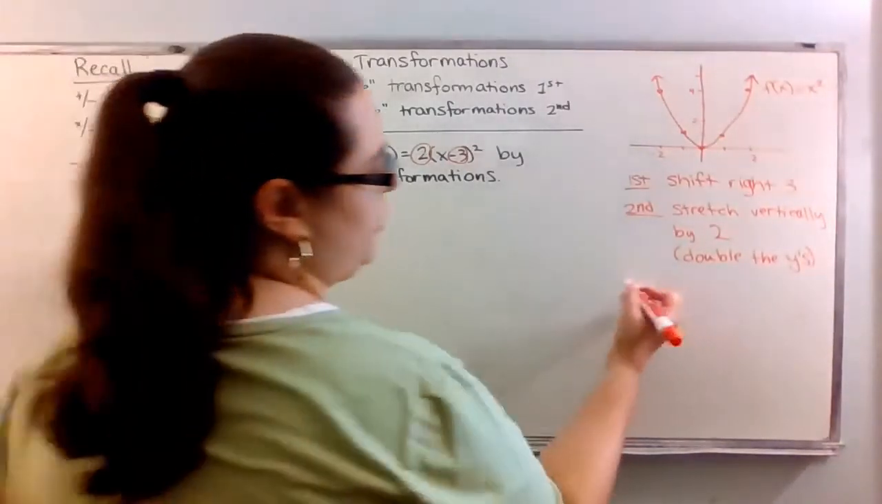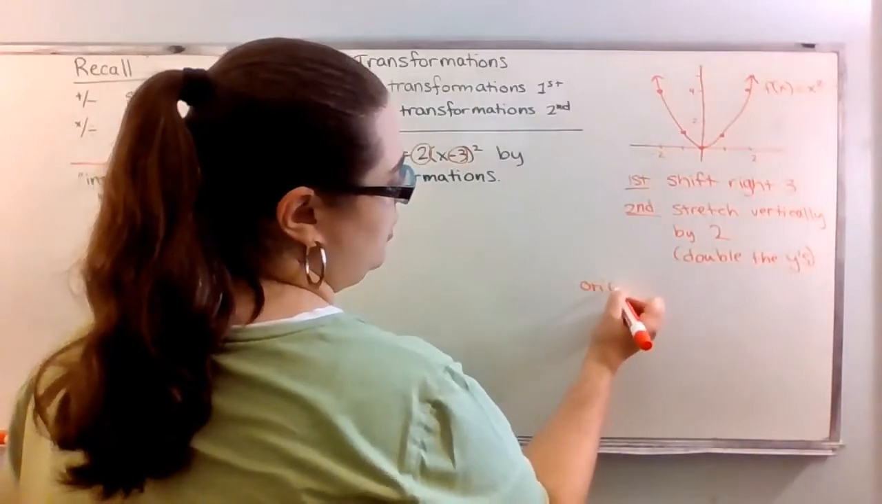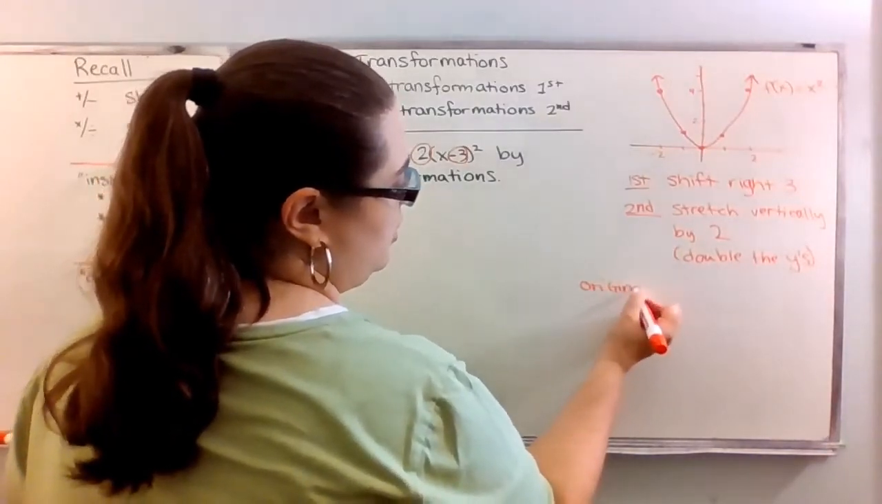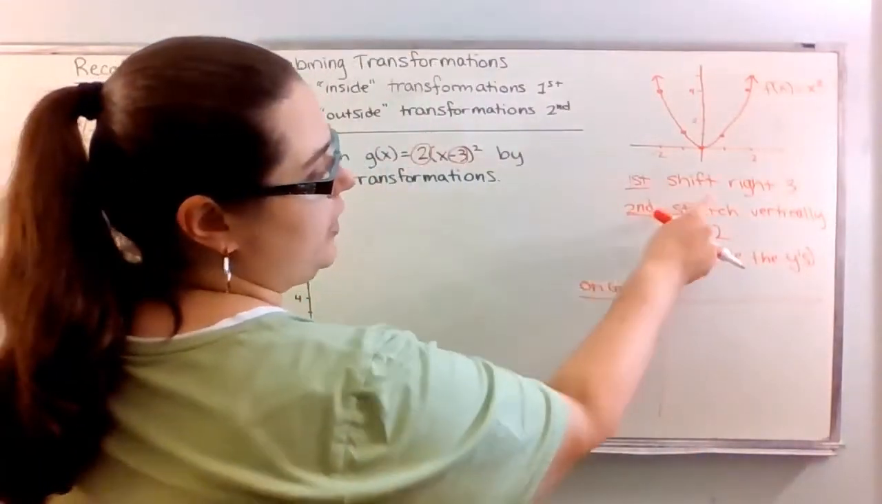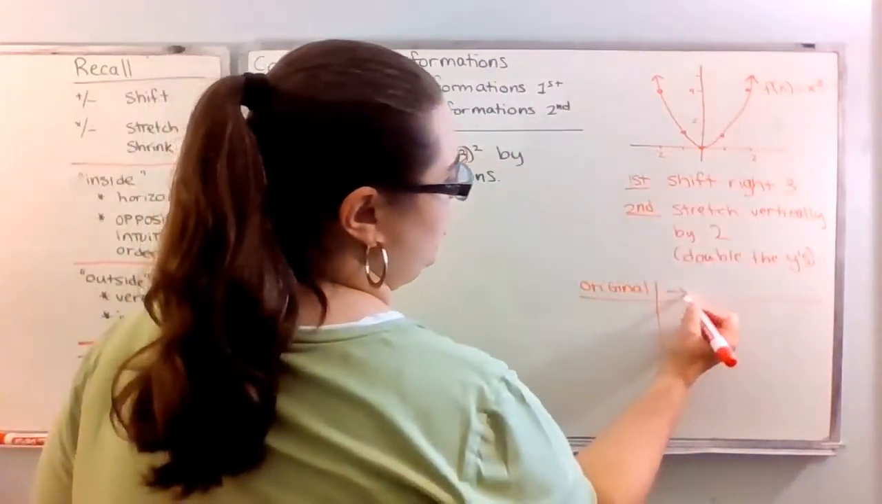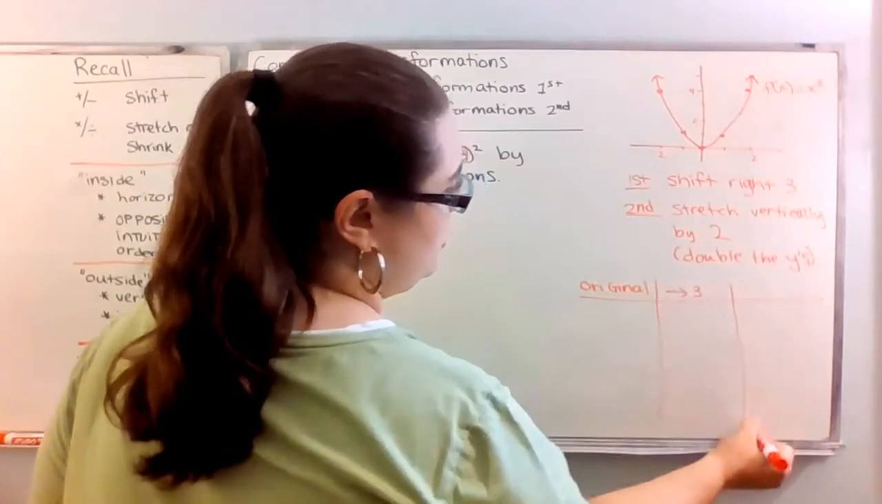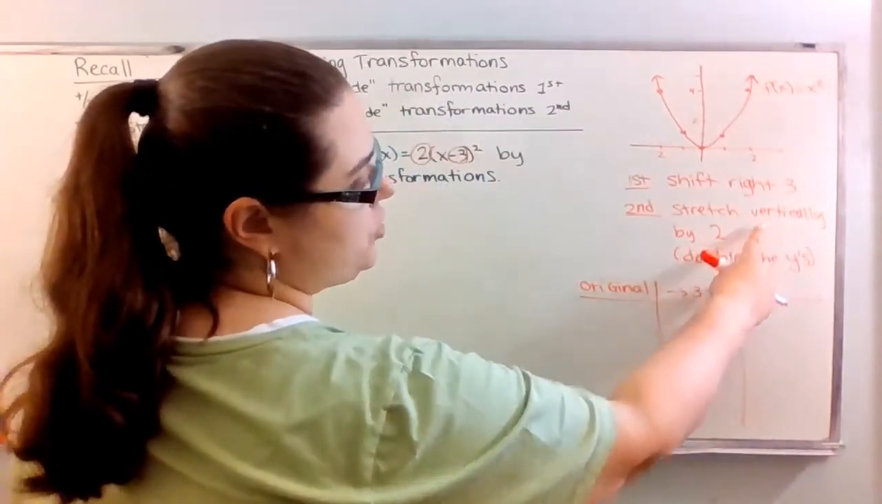So we're going to start out with our original points. Then first we have a shift to the right by 3. And then we have a vertical stretch by 2.